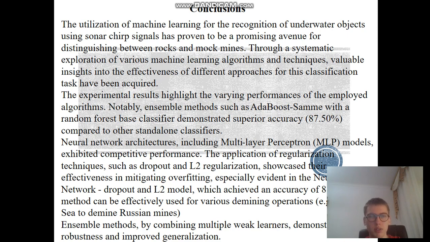Notably, ensemble methods such as AdaBoost SAMME with a random forest-based classifier demonstrated superior accuracy, 87.50%, compared to other standalone classifiers. Neural network architectures, including multilayer perceptron models, exhibited competitive performance. The application of regularization techniques such as dropout and L2 regularization showcases their effectiveness in mitigating overfitting, especially evident in the neural network dropout and L2 model, which achieved an accuracy of 88.45%, the highest one.